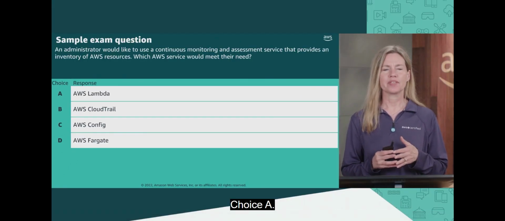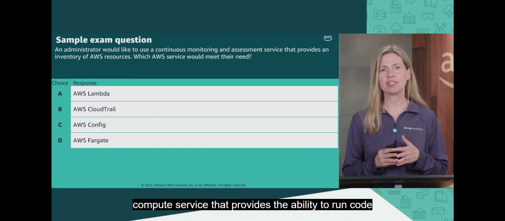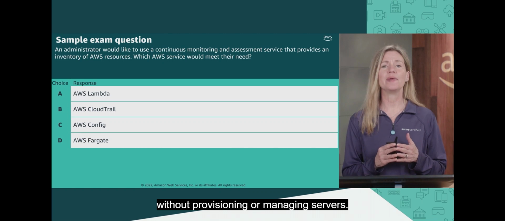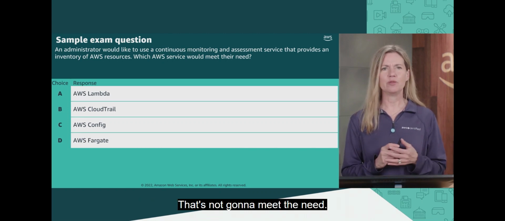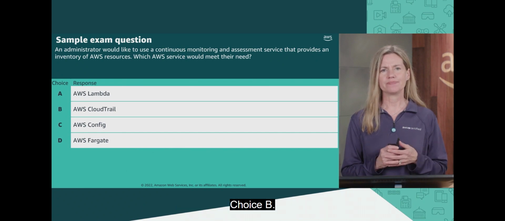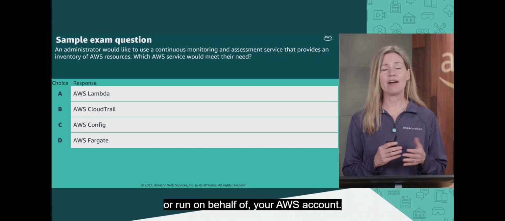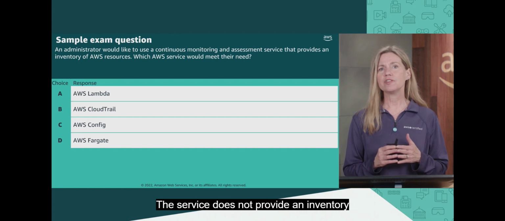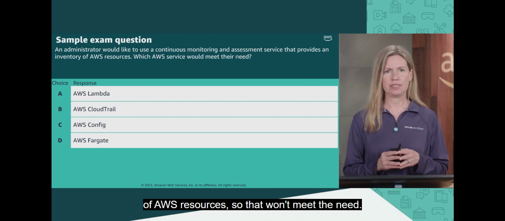Choice A. Lambda is a serverless, event-driven compute service that provides the ability to run code without provisioning or managing servers. The service does not monitor your environment. That's not going to meet the need. Choice B. CloudTrail captures API calls made by or run on behalf of your AWS account. The service does not provide an inventory of AWS resources, so that won't meet the need.